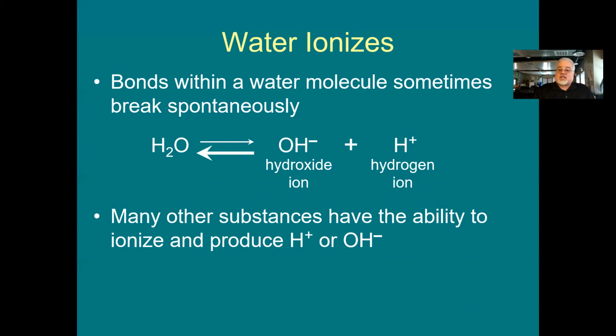And we call these things acids and bases. These substances that can ionize, creating excess hydrogens or excess hydroxides. If it ionizes to create more hydrogens, we call it an acid. If it ionizes to create an excess of hydroxides, we call it a base.